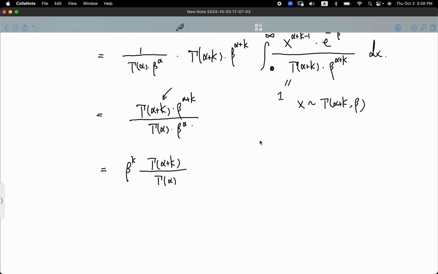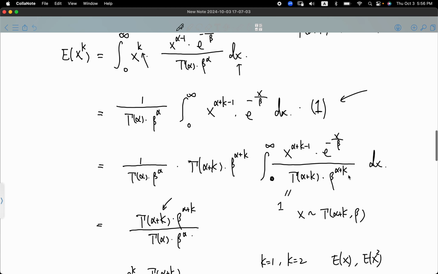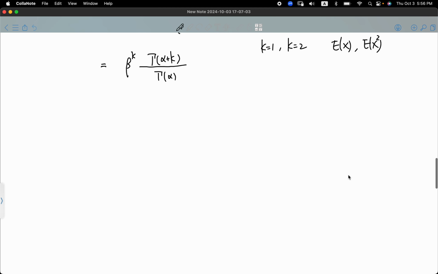So now let me just plug in k equal to 1 and k equal to 2 to get E of X and then E of X squared. And these are just the solution for your homework 3. But essentially exercise 3 is asking for the same process here. So let me provide you the solution so that you can also verify.